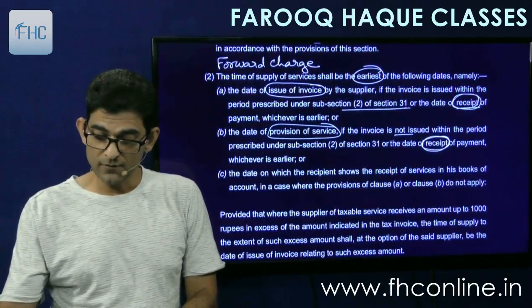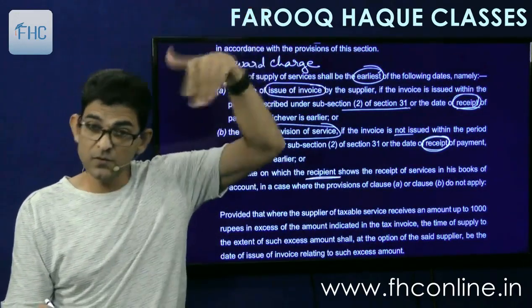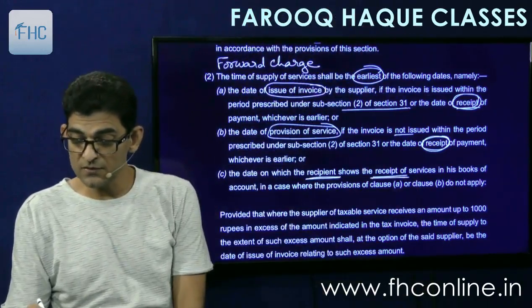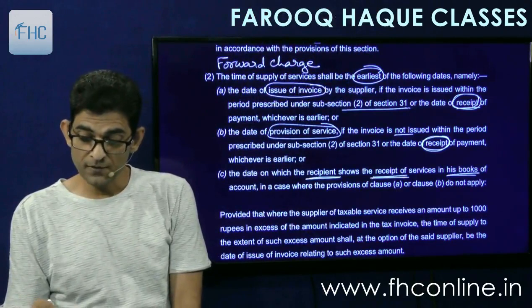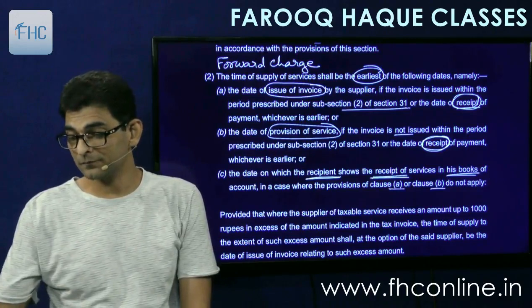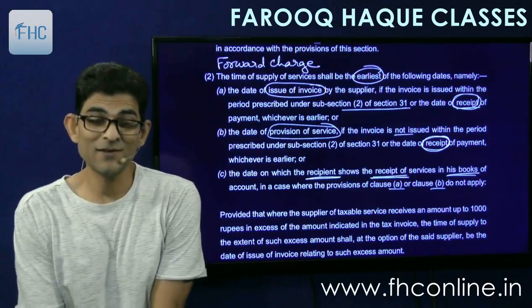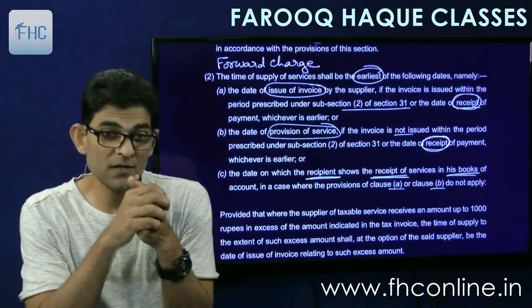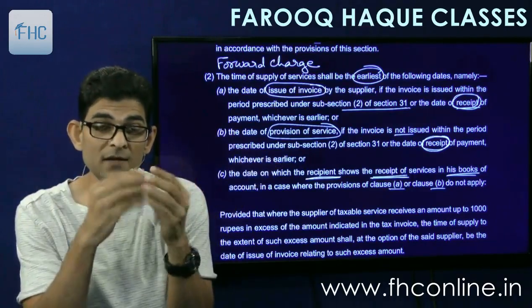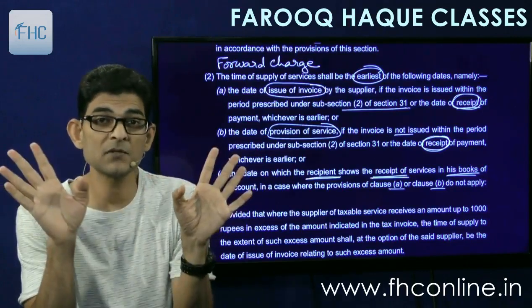Or the date on which the recipient shows the receipt of service in his books of accounts, in a case where provision of clause A or B do not apply. So clause A or B do not apply means, again you can take various situations here like tax evasion. The supplier of service doesn't maintain any record, he doesn't give any invoice, he doesn't have any record of the provision of service, he doesn't have any record of receipt of payments, nothing is there.